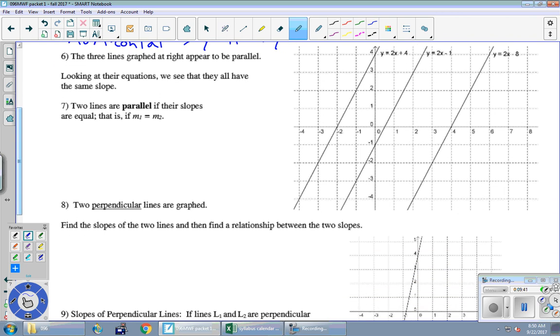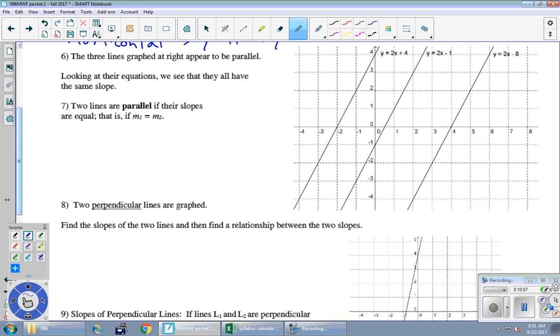And let's take a look at part number 6 here. So I've got 3 lines graphed. And what special relationship appears to be there for those 3 lines? Like a geometry relationship. Looks like they are. Yeah, so they do have that. We're going to come to that in a second. What appears to be true about those three lines?